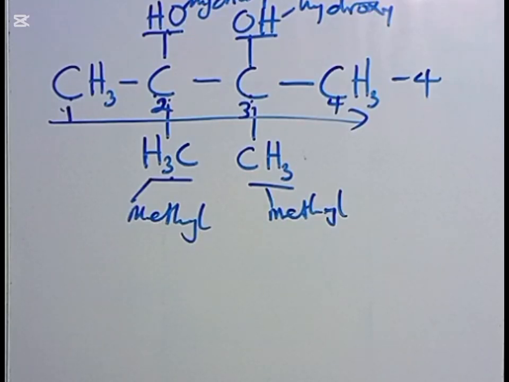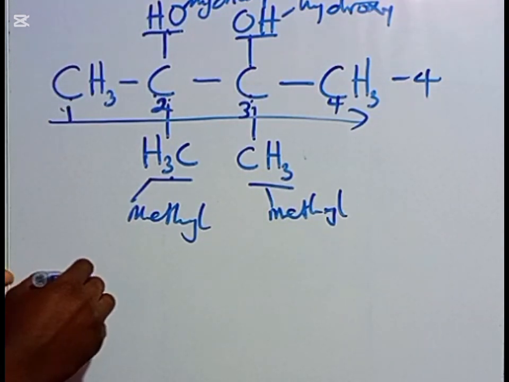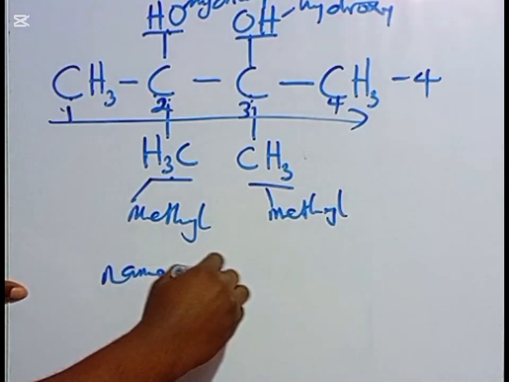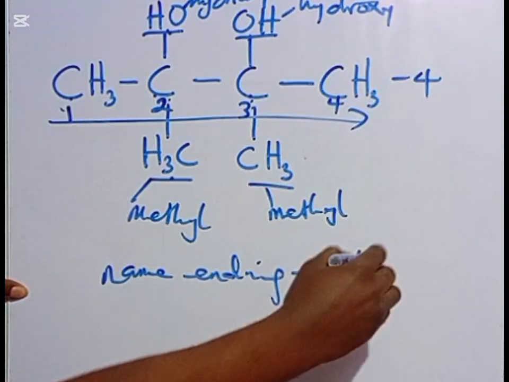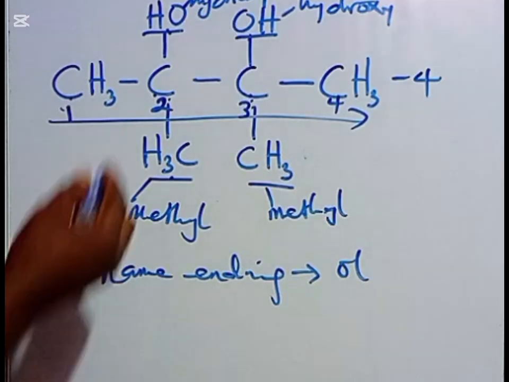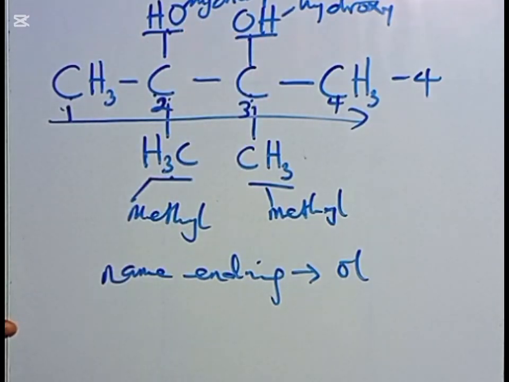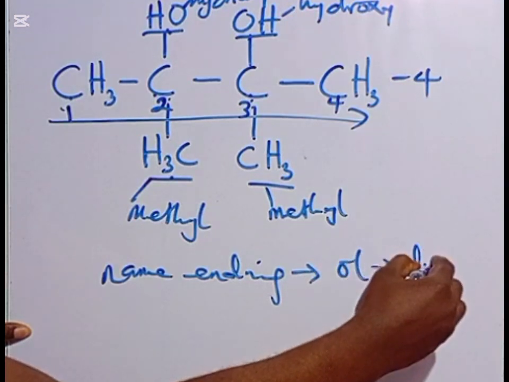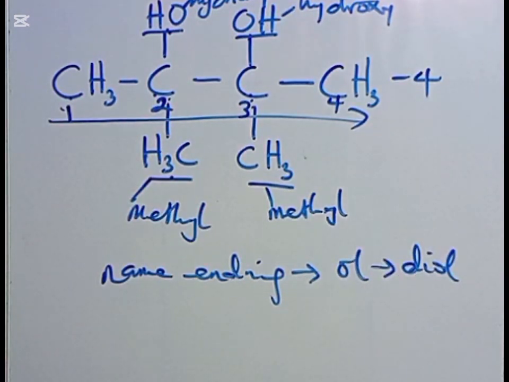Meanwhile, the name of this compound will have the -ol name ending, since it's an alkanol, since it has a hydroxy group attached, and that hydroxy group is the main functional group here. But this has 2 OH groups. So it means the name ending becomes what? Diol. That's the name ending.